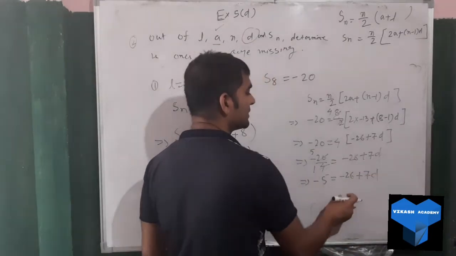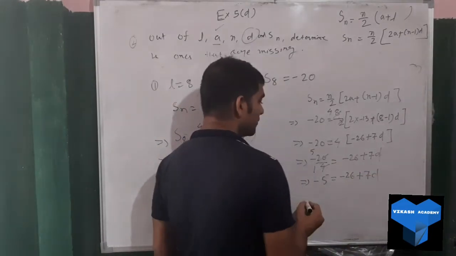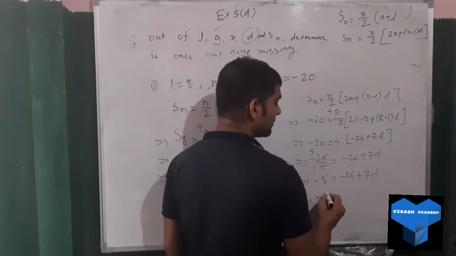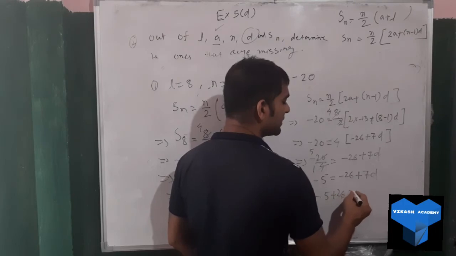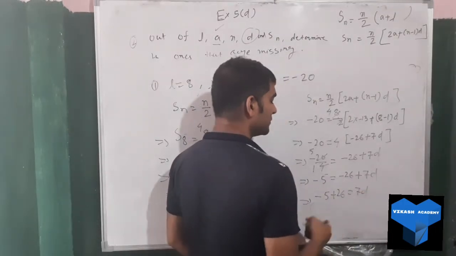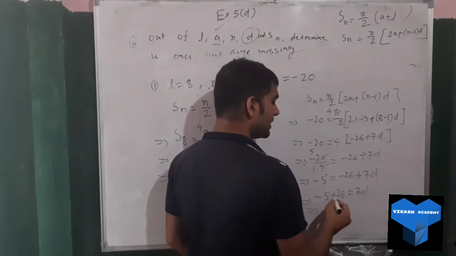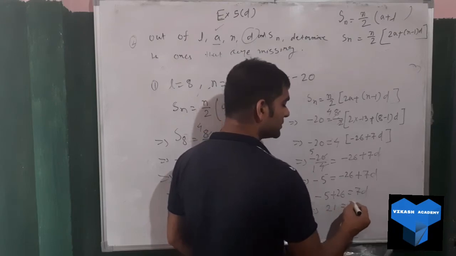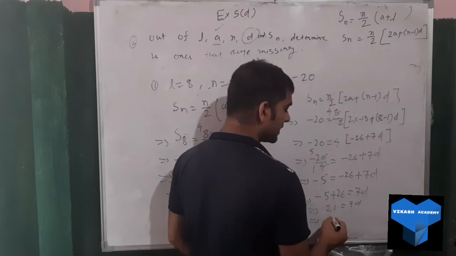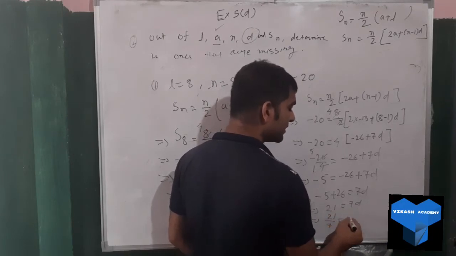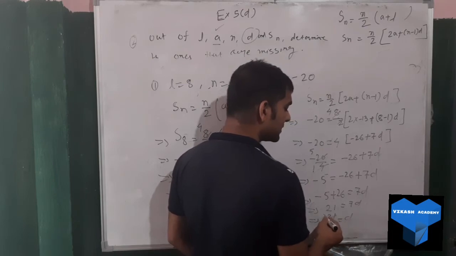Now 26 will be coming this side. So it will be minus 5, then minus 26 will be this side, so it will be plus 26 equal to 7D. So next will be what? You will get here 21 is equal to 7D. 26 minus 5 will be 21. Next what? We can write 21 by 7. 7 is multiplying here, we will bring this side, divide. So 7 1s are 7, 7 3s are 21.